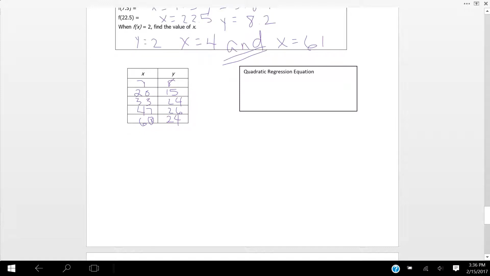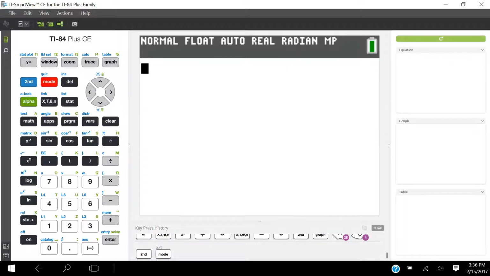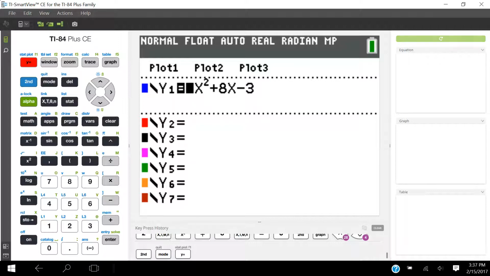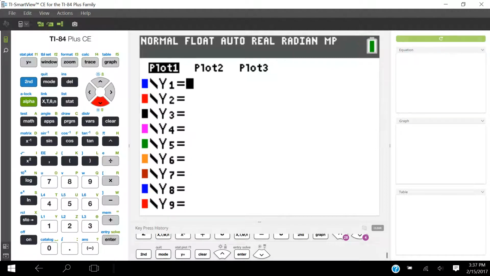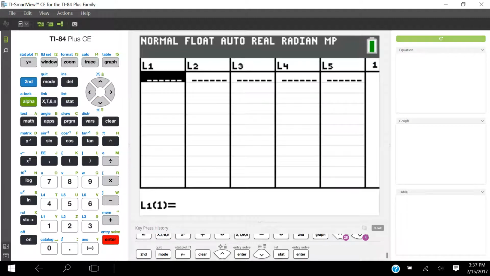All right, so now I'm going to go back to my calculator. And I'm going to clear, no, I'm not. I'm going to second quit. I'm going to y equals. I'm going to clear out my equation. I'm going to go up to plot 1, and I'm going to turn it on because I want to see my points when I put them in. Okay, so we're going to go to Stat, Edit, and here's my L1 and L2. Remember, L1 is X, L2 is Y.